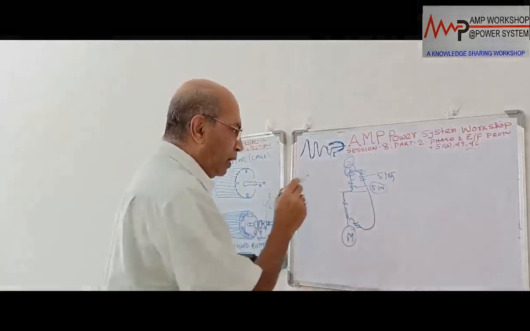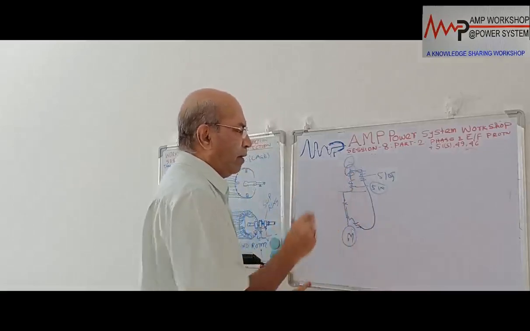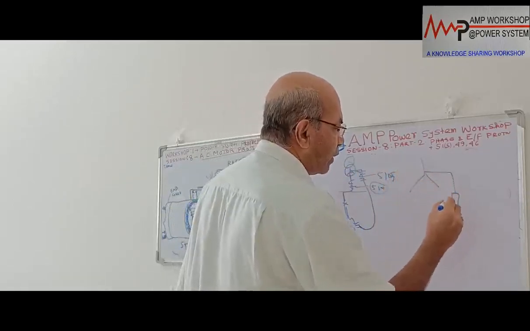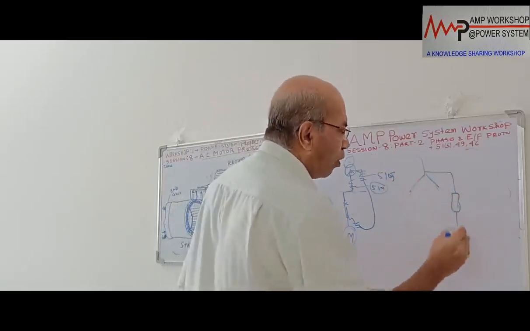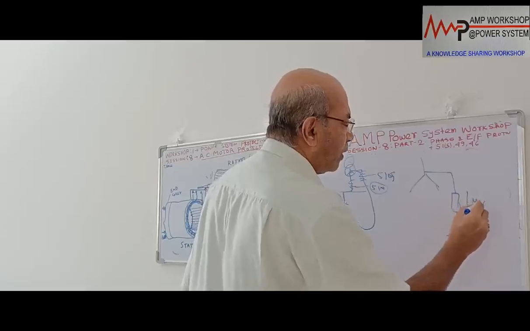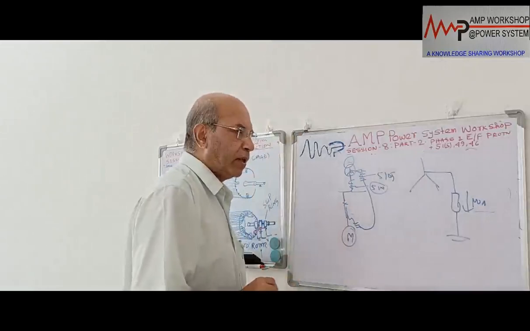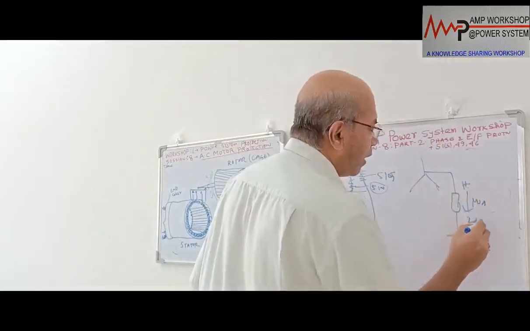Now if this is solidly earthed, then the earth fault current will be very high. But if this transformer is not solidly grounded, suppose it is grounded through a resistance, such that the earth fault current is limited, suppose to 100 ampere. If there is an earth fault, it will not go more than 100 ampere under any circumstances. Or it could be high resistance grounded, maybe only 20 ampere fault current is going.